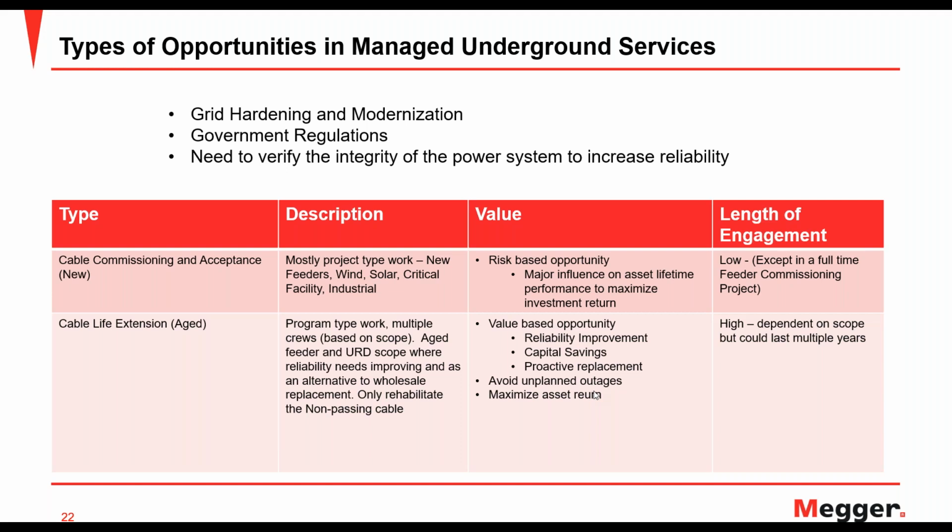You're only going to rehabilitate those cables that are non-passing, that they don't pass the test. So this is more of a value-based opportunity, more than an insurance policy. This is going to help you make proactive decisions on, as I said, only those cables that have defects. So we're going to have a focus in these cases of reliability improvement. We're going to look at extending capital, and as I said, proactive replacement. Reliability improvement is also going to reduce your O&M spend. So again, looking to avoid those unplanned outages and maximize asset return.